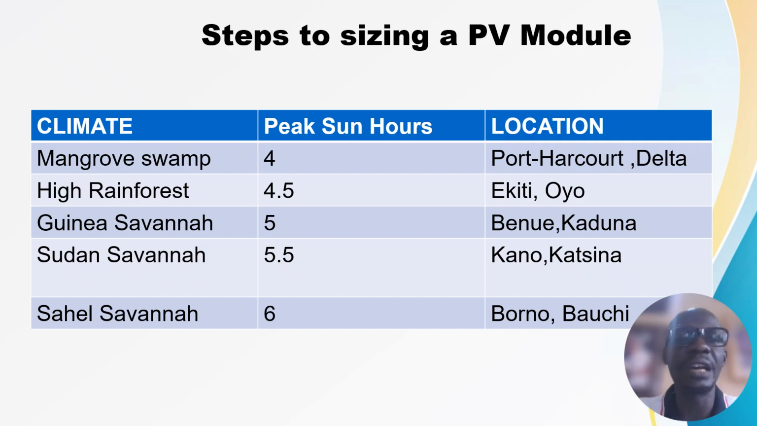So I was talking about sizing and peak sun hours. For example, in Nigeria, we have the mangrove swamp. Peak sun hours for the mangrove swamp is averagely 4 hours, and those areas are maybe Port Harcourt, Delta, Bayelsa. The high rainforest is 4.5, like Ekiti, maybe the southwest.